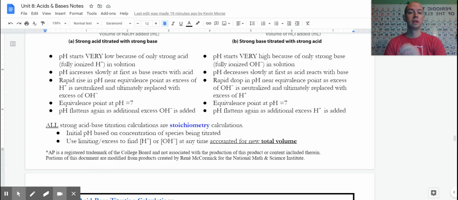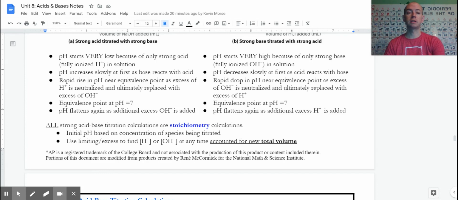What is important, whether it's strong with strong or strong with weak, as we are adding more, we are changing the volume of our solution. So if we are taking away some acid or adding some acid, if we are changing the pH by doing this reaction, not only are the moles of H+ and OH- changing, but the volume is also changing, which means we have to account for that when thinking about the molarity to get to the pH.